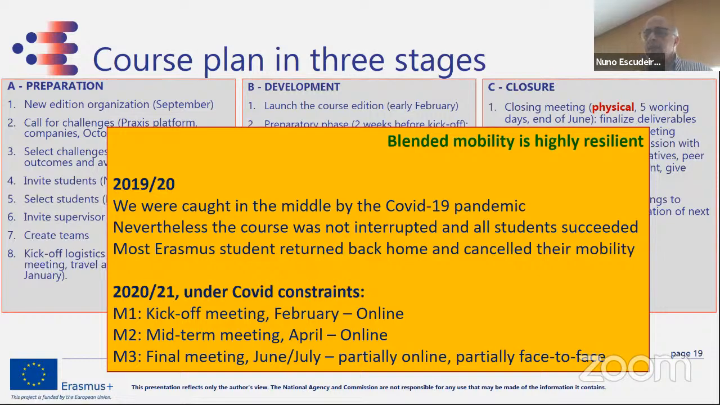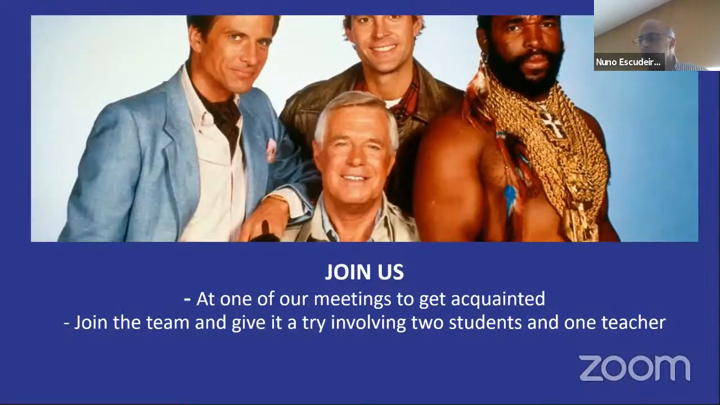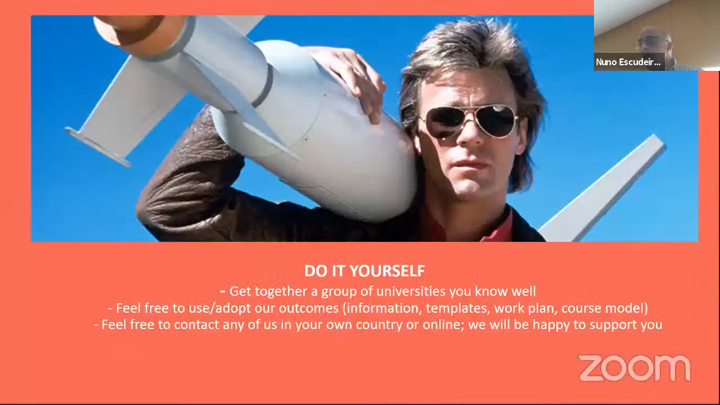This year, we did it almost fully online, except for the last meeting, where universities in the same country put their students together, and those that are farther apart joined online. So how can we start to do this? Well, you can join us, and this is a very standard way to do this. A university that is willing to come joins us for one of the meetings, feels the vibe and how it works, and then joins the next year with a team of two students and one teacher, and they are engaged in this. Or you can do it yourself.